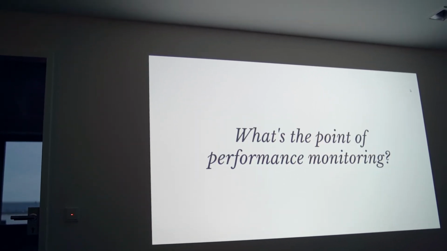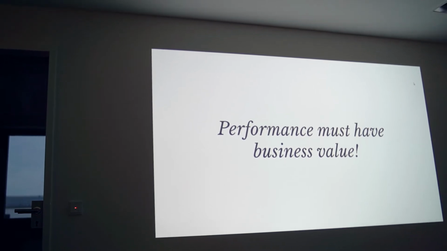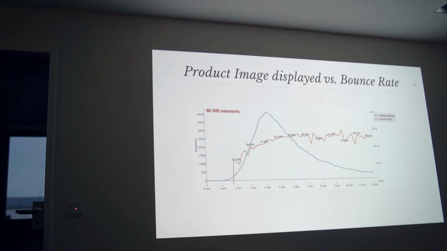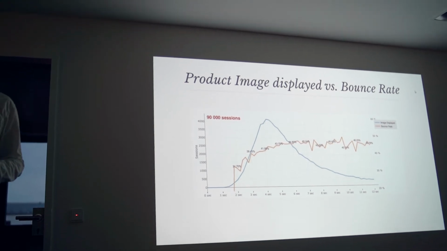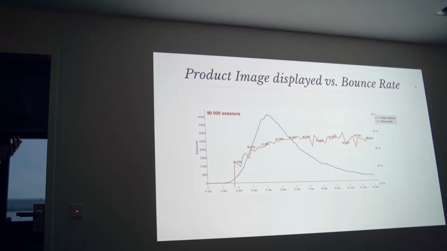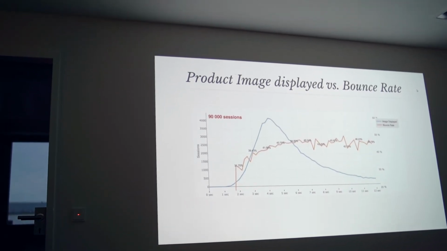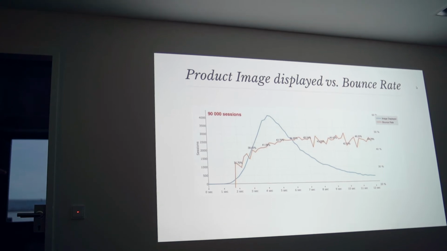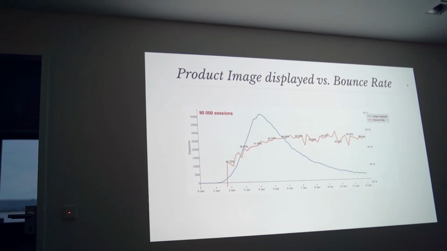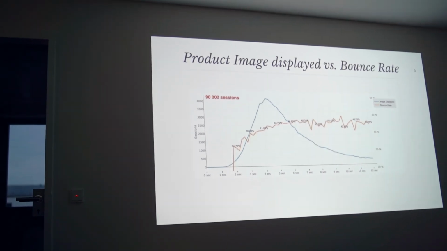Well, what's the point of front-end performance if we just look at those diagrams? Performance should bring some business value. And when we talk about performance in our organizations, it makes more sense if we relate some performance metrics with business metrics. And this diagram shows a really strong correlation between bounce rate and when the user sees the product image on the screen. So we can see that users that see the product image around the 3rd second bounce with 40%. And users that see the product image around 7 seconds bounce 45%.